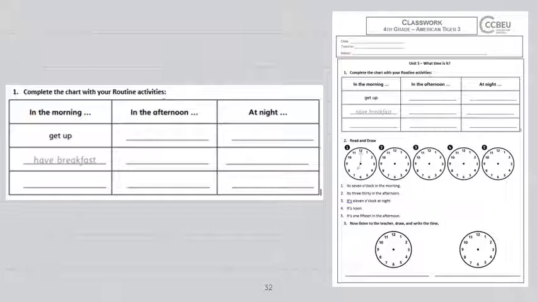Complete the chart with the routine activities. This one, it's a personal information. São informações pessoais. O que vocês devem fazer? Vocês devem colocar 3 tipos de atividade que vocês fazem durante a manhã, né? No caso, in the morning, in the afternoon and at night. Então, vocês vão pensar nas rotinas e escrever 3 rotinas que vocês fazem pela manhã, 3 que vocês fazem pela tarde e 3 que vocês fazem pela noite.